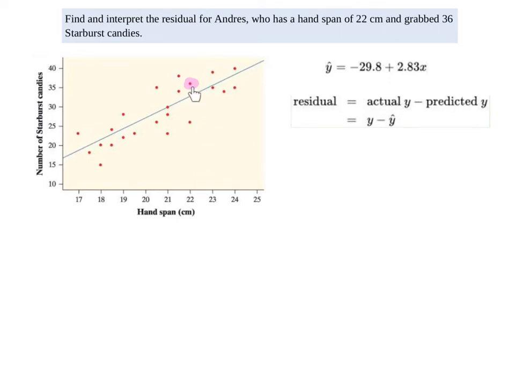All right, so what we're essentially doing is finding the distance from this dot, which is the data point for our friend Andre here, to the line, which is essentially the residual value. So we need to take the actual Y, which we know is 36 Starburst candies, and subtract our predicted Y, which we're going to plug 22 into here and figure out.